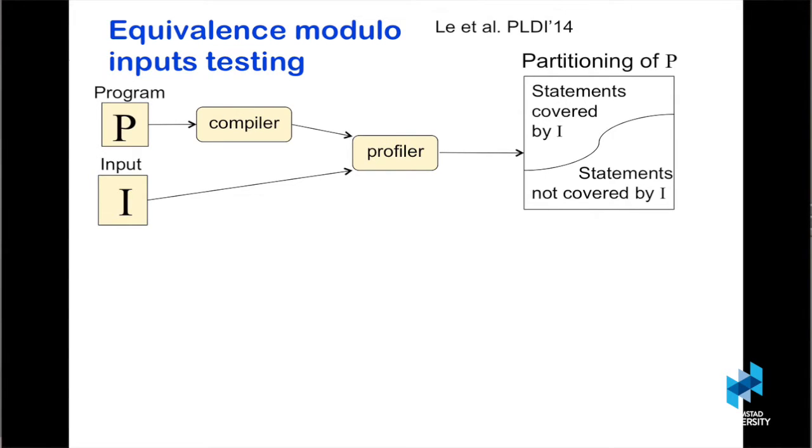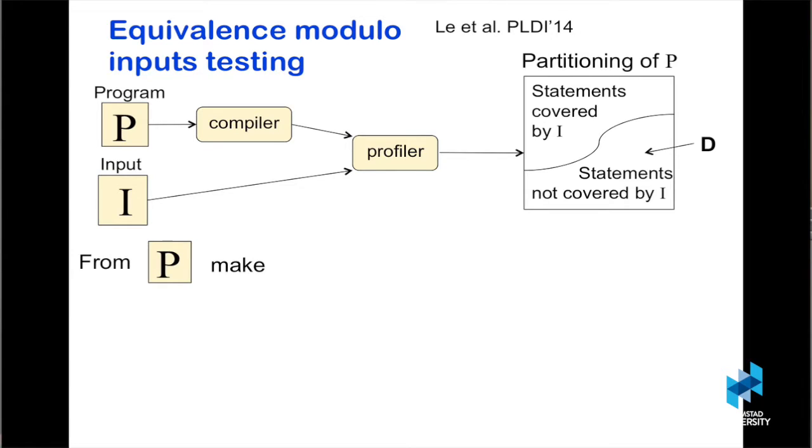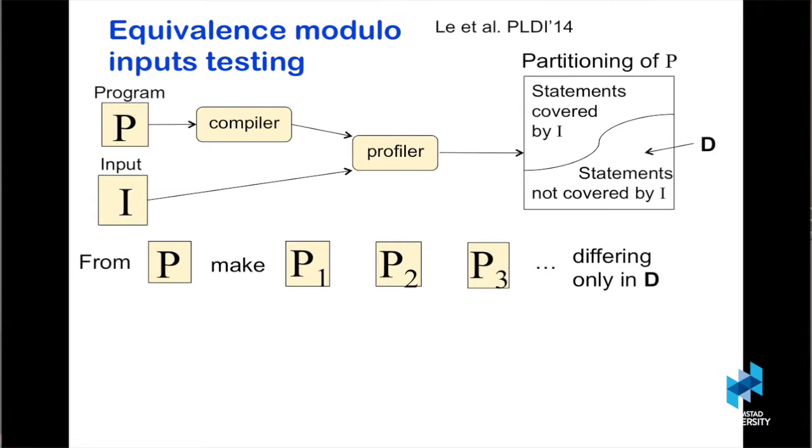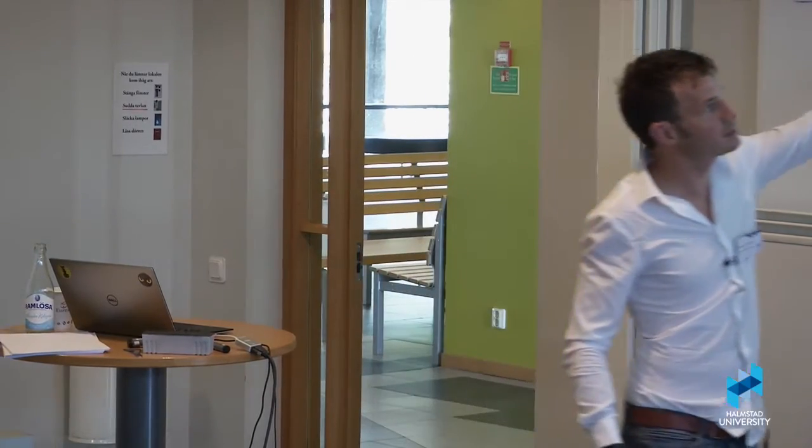So let's call the statements not covered by I, let's call them D for dead. They're not necessarily dead code in general. They might be reachable for other inputs, but they're dead with respect to that input I. So the observation that these researchers had is that from the program P, we can make a load of programs, P1, P2, P3, as many as we like, that differ in D. We can take a statement inside D, and we can, for example, remove it, or we could mutate it by applying a mutation operator like we saw this morning, or we could replace it with some new code, as long as the variants are syntactically correct.